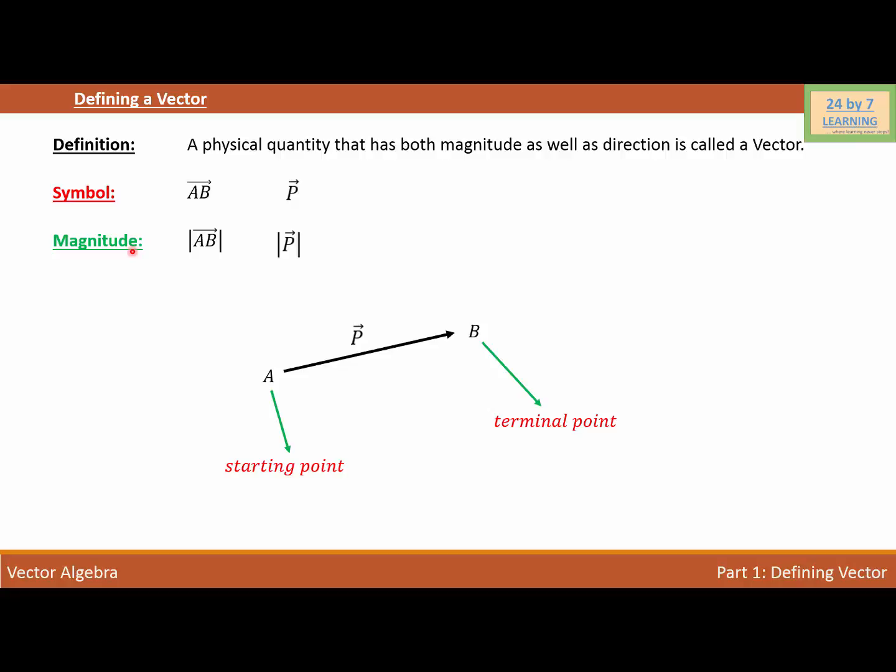Now, there is one more thing that we need to consider in order to define a vector, which is the direction. If I want to find the direction of this vector, I can say the vector starts at point A and ends at point B. So the direction of the vector is from A to B. If you look at the statement of the vector, it says we need both magnitude as well as direction. And as you can see, we have everything that we need to define a vector, such as symbol, magnitude, and direction.